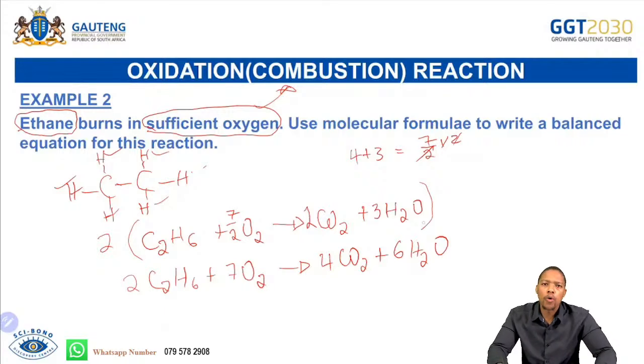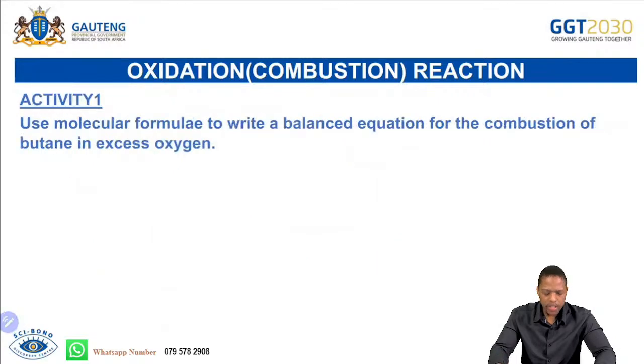Okay, so what I'm going to do here now, I'm going to give you an activity and give you 3 minutes for you to try, and let's see if you are going to be able to get it right. I want to give you a reaction that is going to be burning in excess oxygen, and then I want to see if you'll be able to use this strategy to write a balanced chemical equation like we've been doing. All right, here's your activity. Great job. Your time starts now.